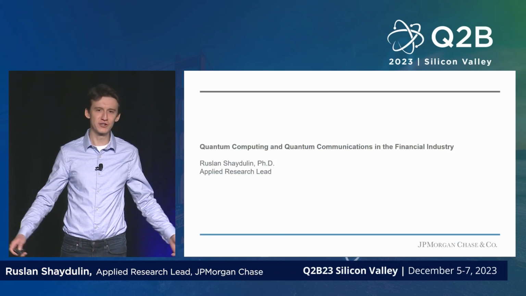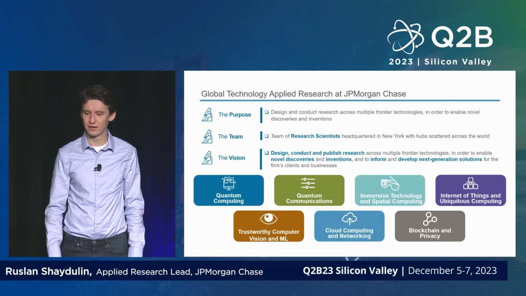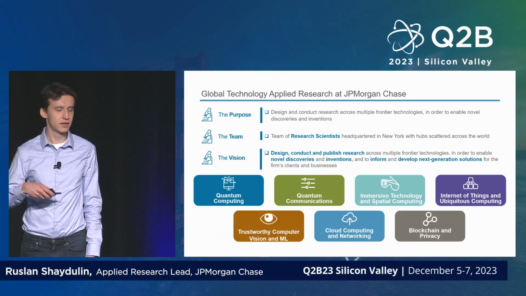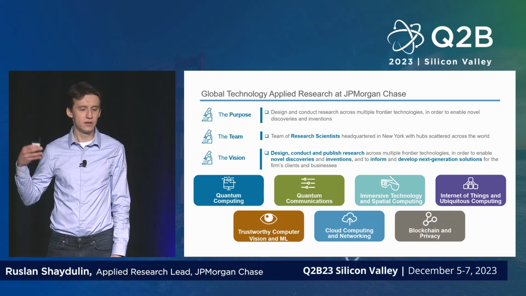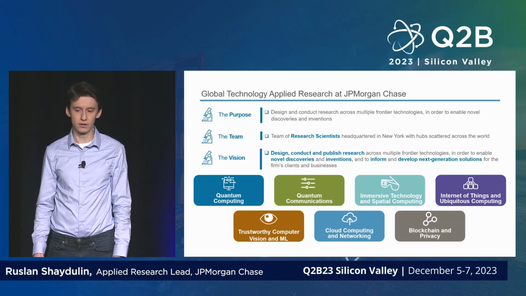It is my honor and pleasure to be here representing the Global Technology Applied Research Center of JPMorgan Chase. The center performs research across a number of research areas. My talk today is going to focus on quantum computing, but I would like to also, of course, point out the big effort we have in quantum communications, which is led by Charles Lim in Singapore.